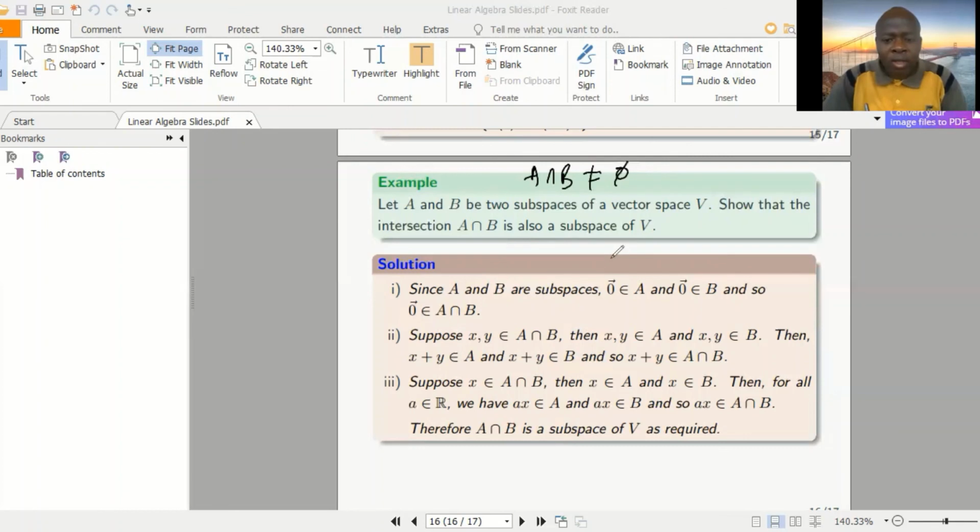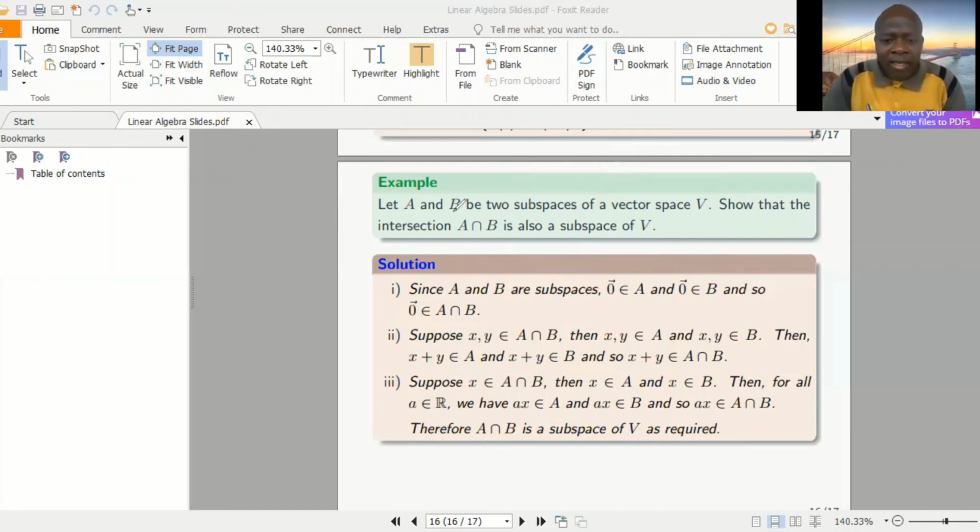And then also show that the intersection of A and B contains the sum of any two vectors x and y. Also show that the intersection of A and B contains the product of any scalar times any vector. That's what we want to show. So once we show those three properties, we'll have shown that the intersection is indeed a subspace. And so let's just go through that.